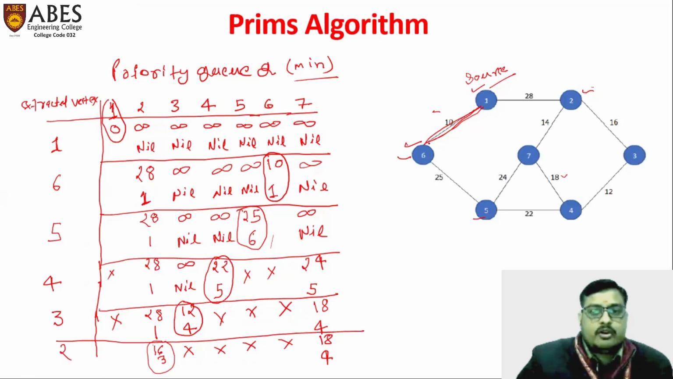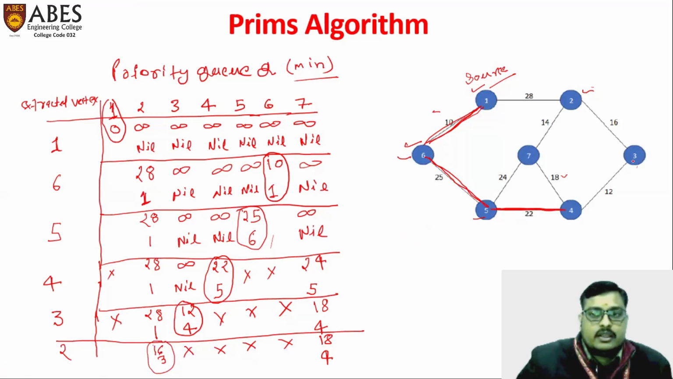So, and we will draw on the graph also 1 to 6. Another one is 6. Another one is vertex 5 and the source is 6. So we'll just draw this one. And the next vertex is 4. The source of the vertex 4 is 5. So 5 to 4, we'll just draw this 5 to 4 with cost 22.